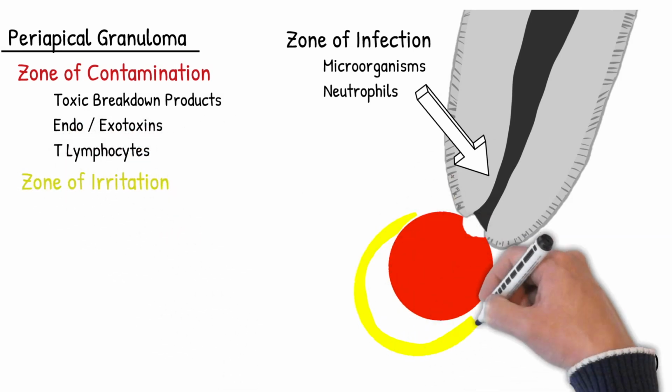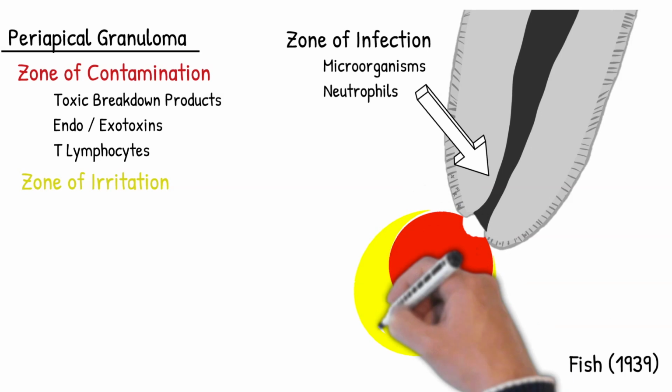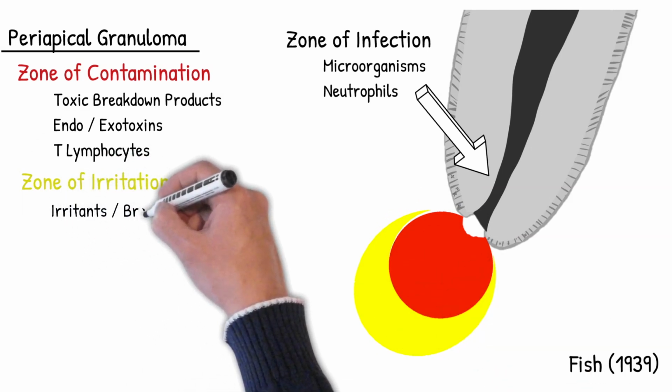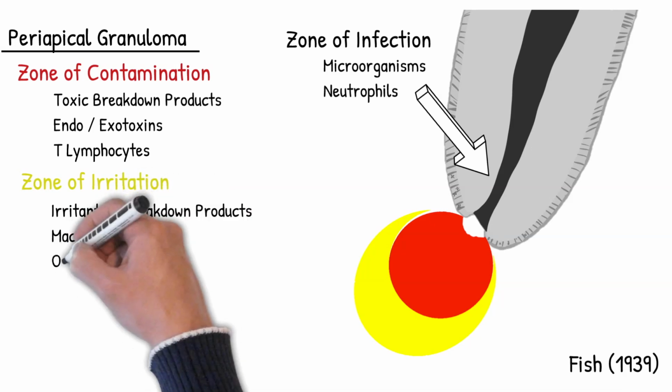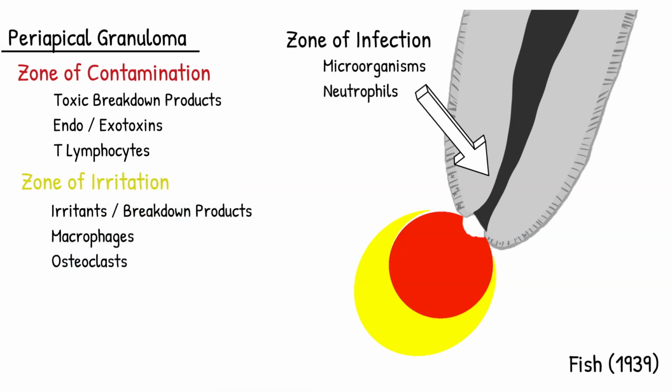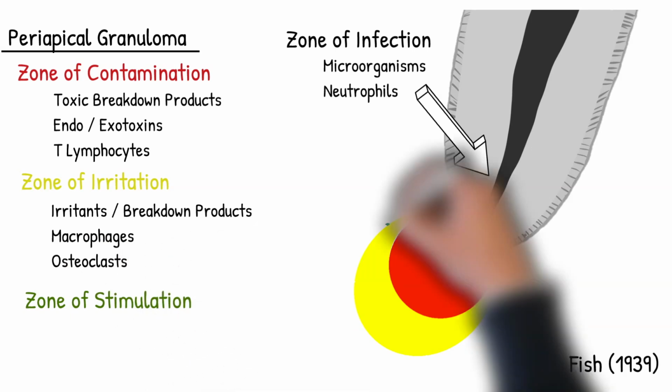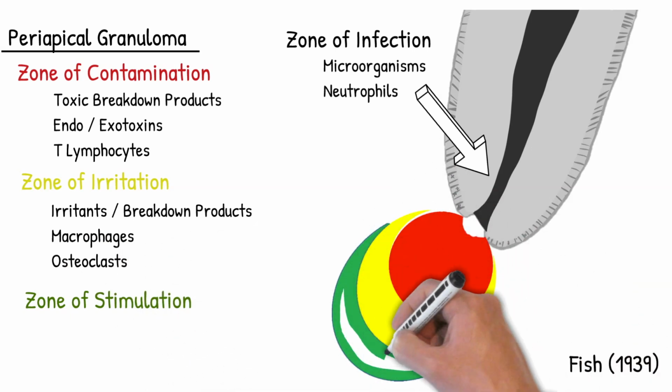In the zone of irritation, we still have the irritants and breakdown products, but in addition we have the histiocytes, which we know as macrophages, and the osteoclasts. Outside the zone of irritation, we have a zone of stimulation. This is where we have fibroblasts and osteoblasts laying down new bone.